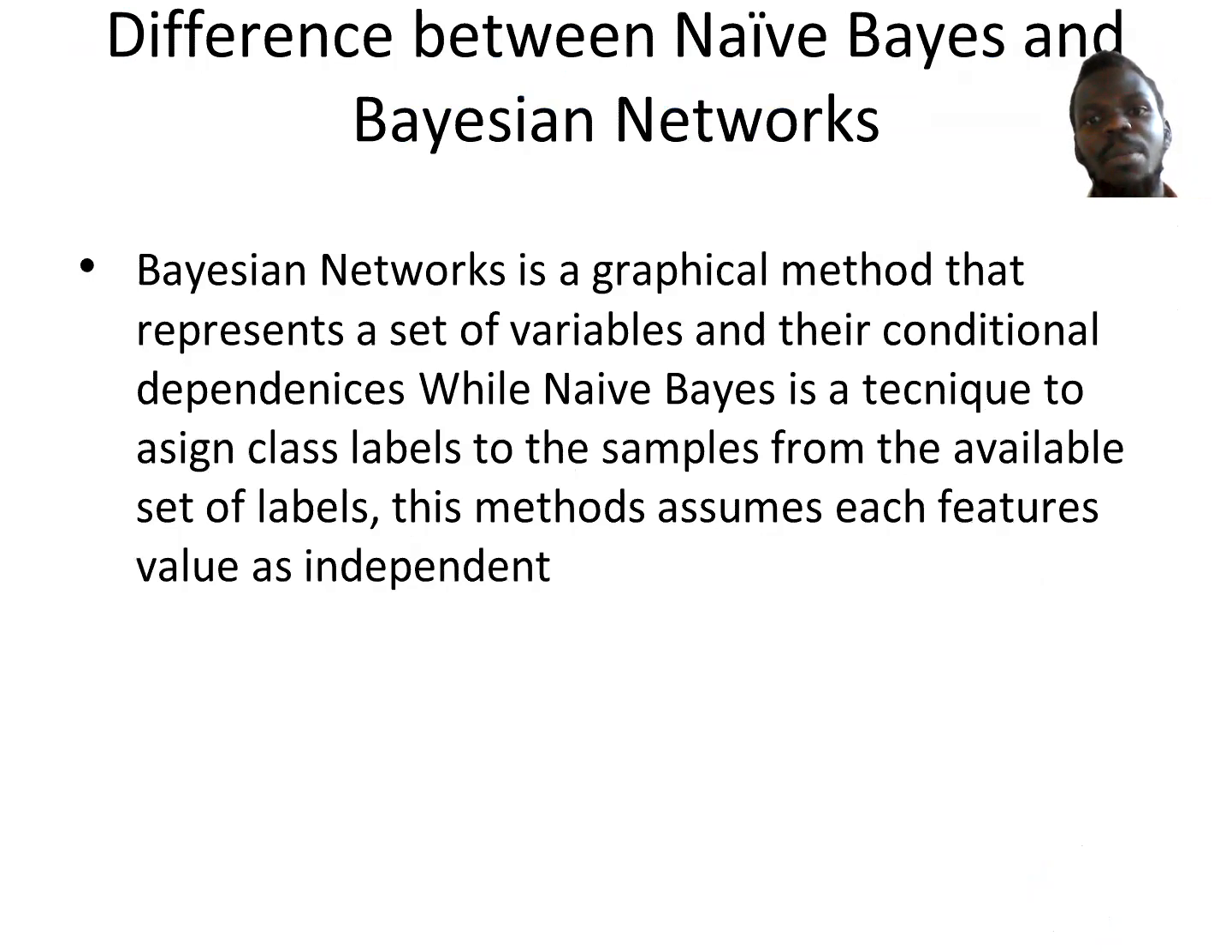The difference between Bayesian networks and Naive Bayes. Bayesian networks are a graphical method that represents a set of variables and their conditional independence as well. Naive Bayes is a technique to assign class labels to samples from the available labels. This method assumes each feature's value is independent.